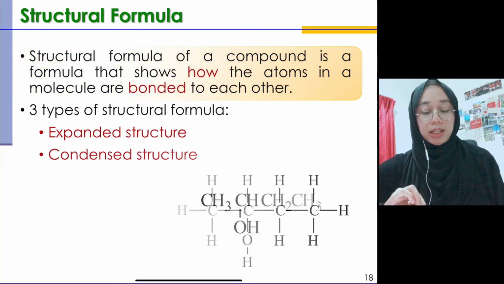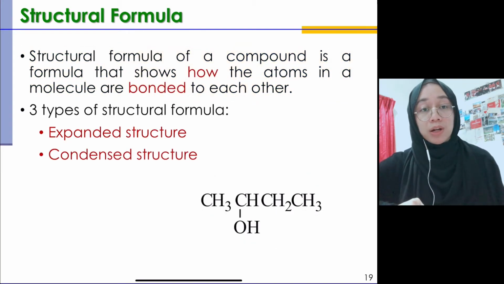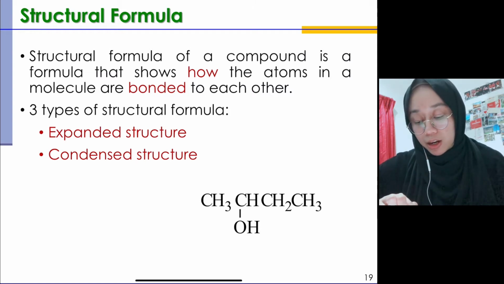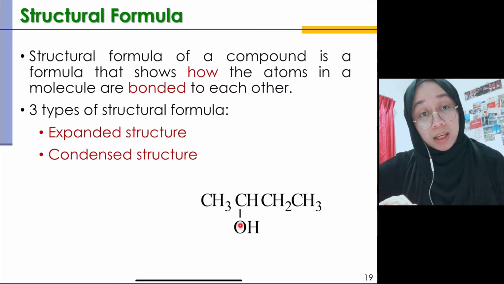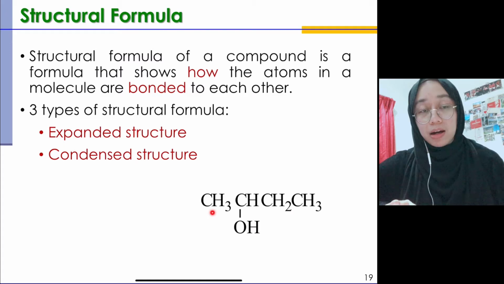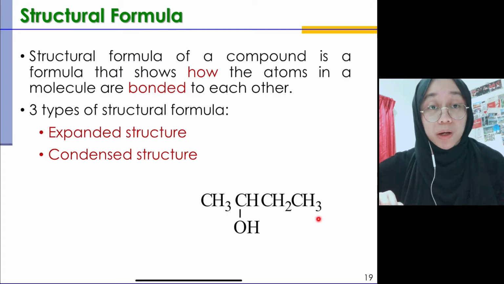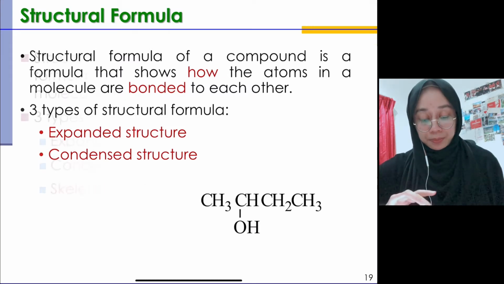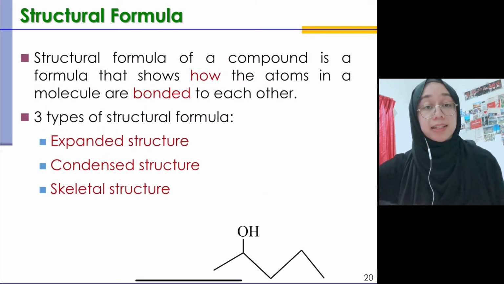Okay, the next one, kita ada condensed structure. So, condensed structure pula, as you can see, tak semua bond ada kan? Okay, kalau kamu tengok yang bond yang ada pun ada antara C dengan O kat sini. Tapi it is actually showing you how exactly the carbon and hydrogen are connected to one another lah. Okay, later on kita akan go into details on this. And then last sekali kita ada skeletal structure.